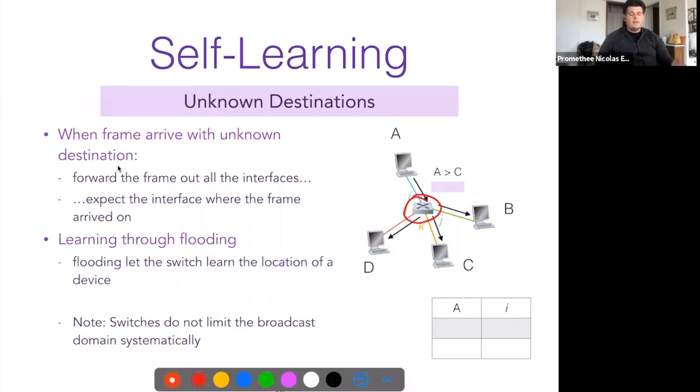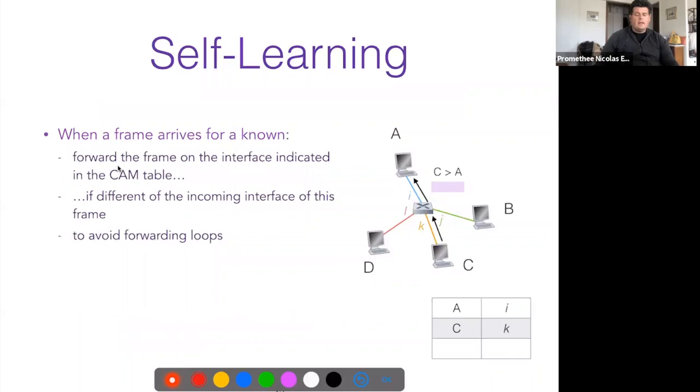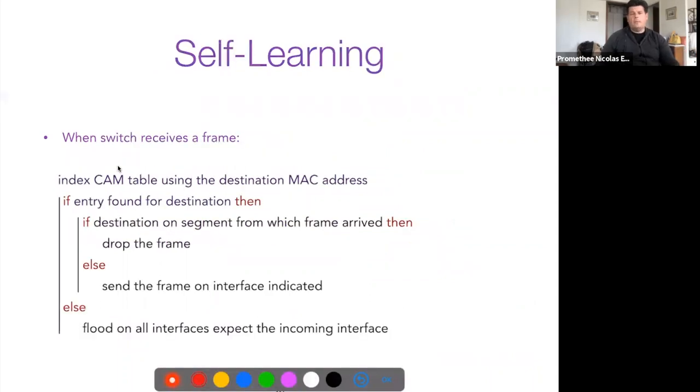So for instance, if you receive a frame for a destination that you don't know, you flood. We already said about it. So basically, I'm going to show you the final algorithm. The algorithm implemented by a switch is super simple. Let's say I'm receiving a frame. I'm going to check if the MAC address of the destination is inside the table.